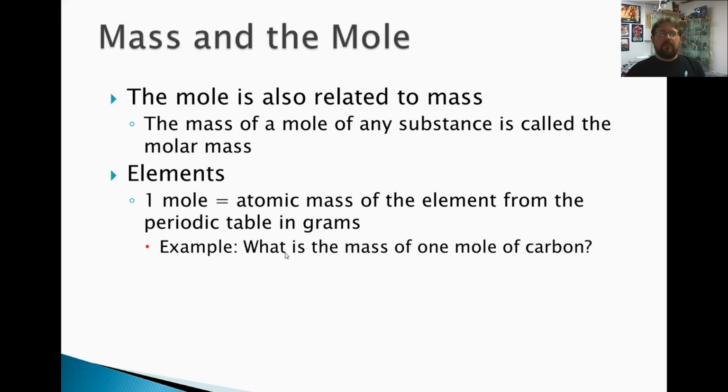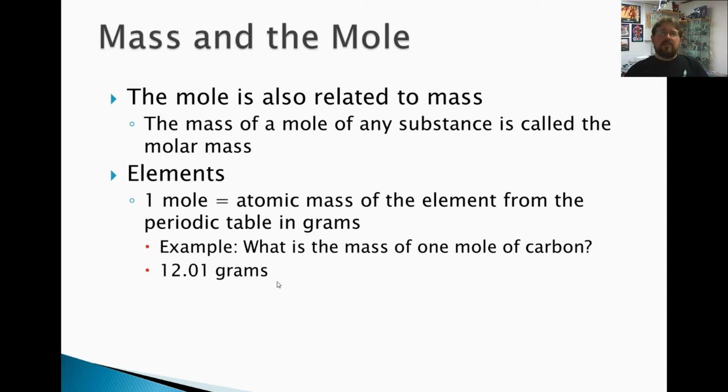So for example, what is the mass of 1 mole of carbon? So what you're going to do is go find carbon on the periodic table. Did you find it? Carbon, C. What's the atomic mass there? It should say 12.01. The mass of 1 mole of that, then, is 12.01 grams. You take the atomic mass and you put grams after it. That's it. Easy, isn't it?